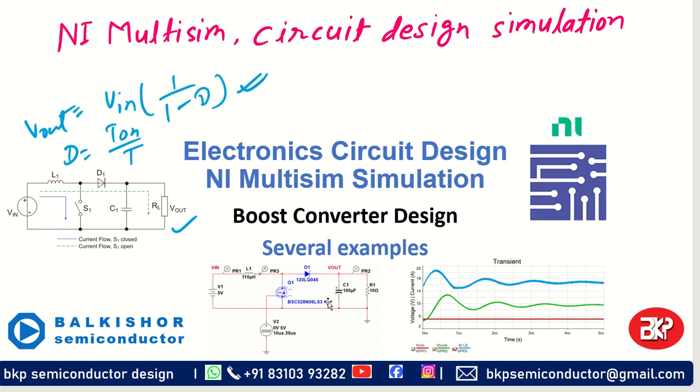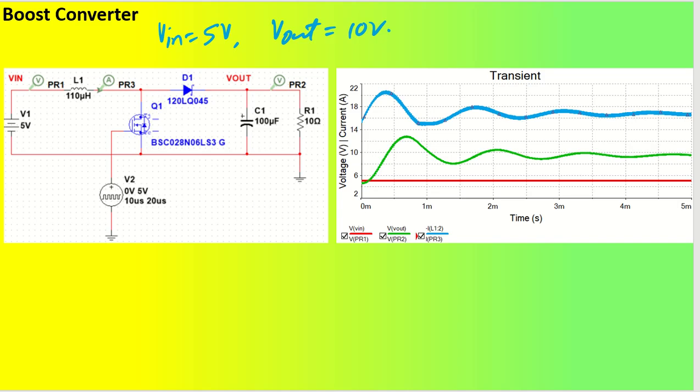You can see we have designed a circuit in NI Multisim, and I'll show you the graph. This is the circuit that has been designed. The green curve, which is PR2, that is probe 2, gives you the output voltage, which settles after some time to close to 10 volt. So the input voltage was 5 volt and the output voltage was 10 volt, right?